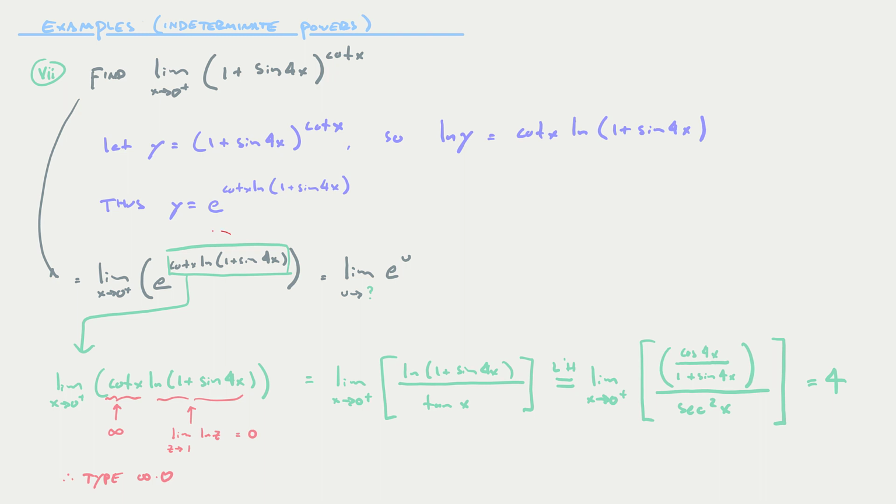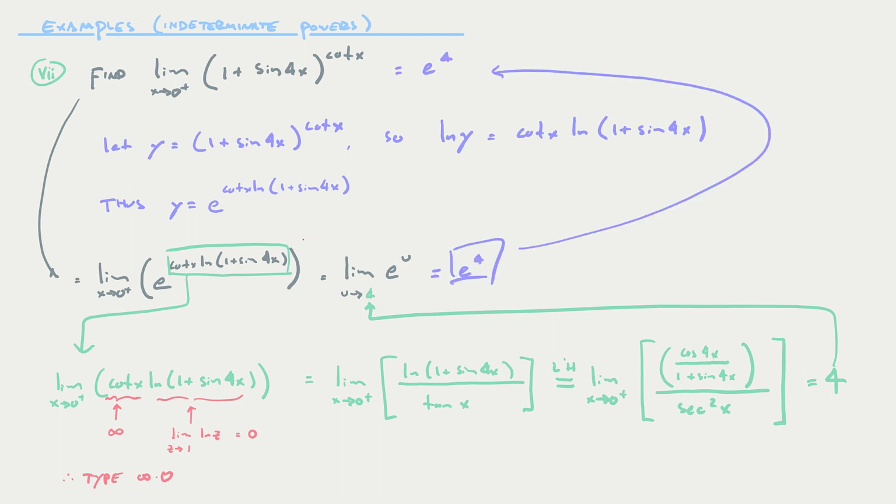So if the limit of this power as x approaches 0 from the right is 4, then we can say that this whole thing is equal to the limit as u approaches 4 of e to the u, where we're saying u is this thing. And I can just use direct substitution on that. So we get e to the fourth. So in this case, 1 to the infinity is e to the fourth.